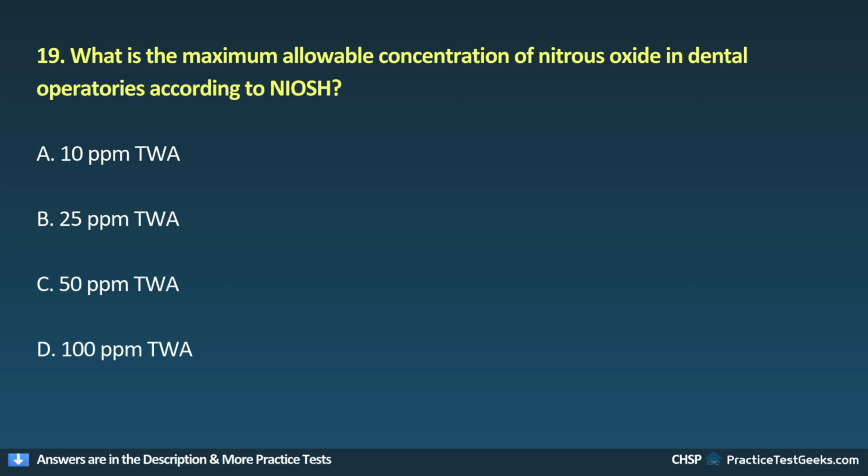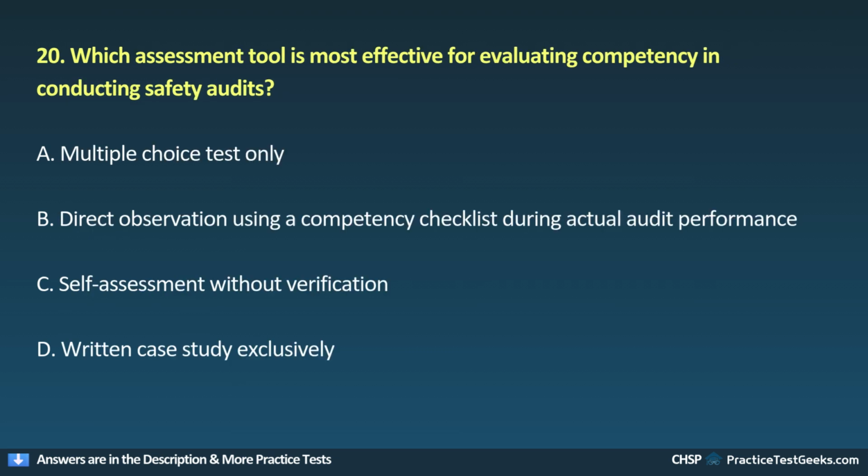B. 20. C. 50 ppm. D. 100 ppm. 20. Which assessment tool is most effective for evaluating competency in conducting safety audits? A. Multiple choice test only. B. Direct observation using a competency checklist during actual audit performance.